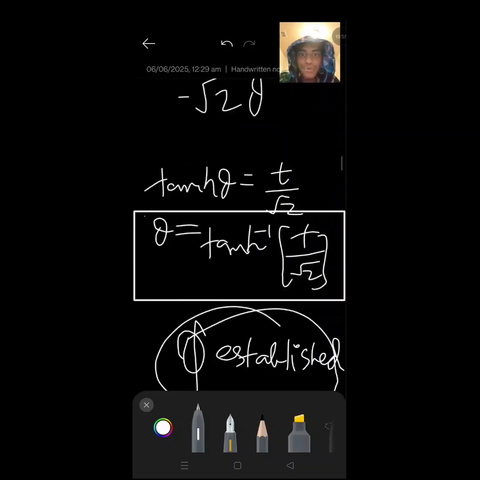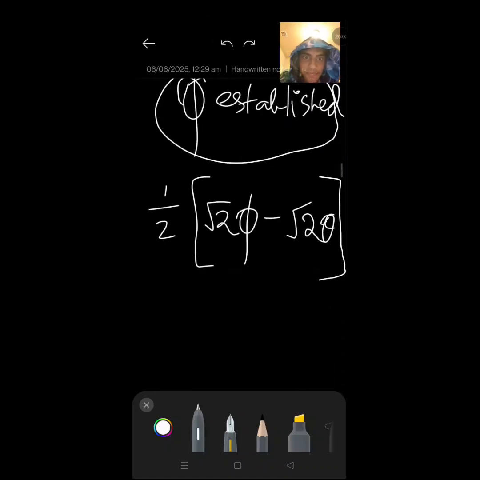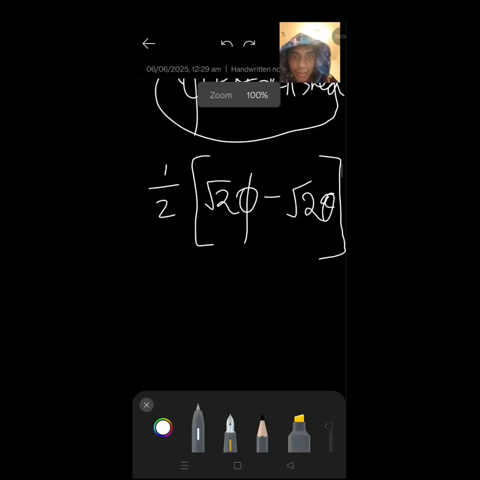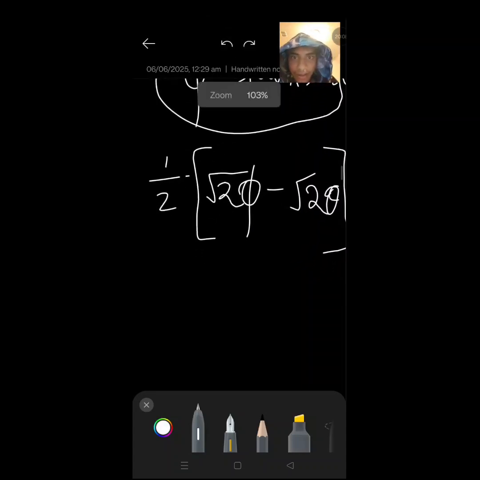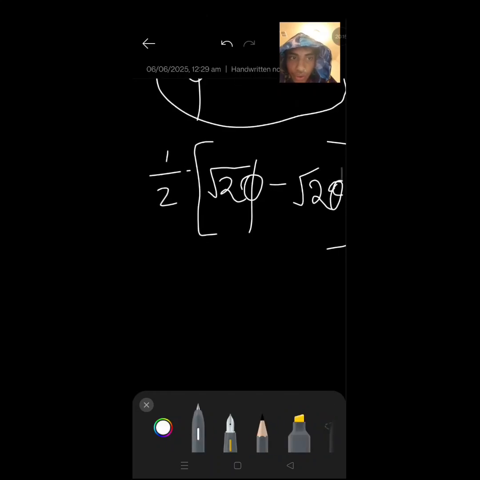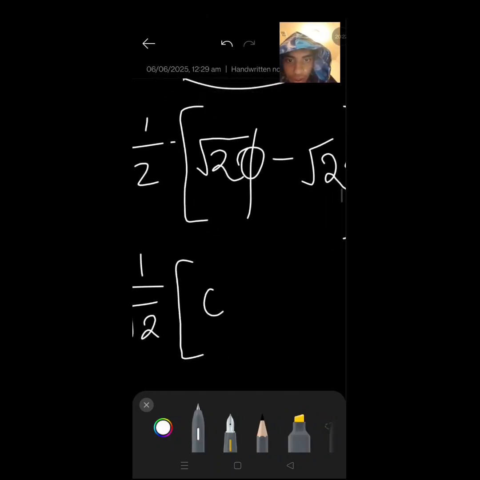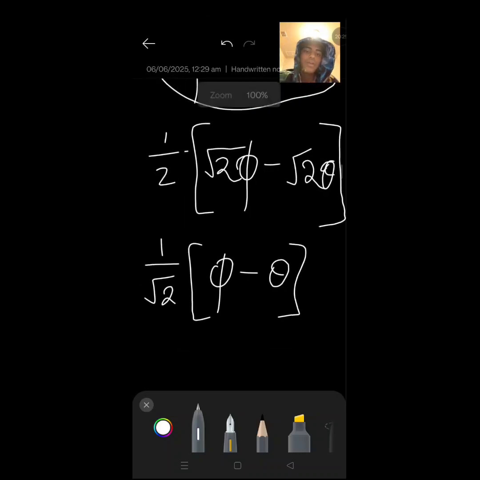I already showed you what theta is, by the way, which is hyperbolic tangent inverse of t over root 2. I already showed you this, right? So this thing is done. This thing is already dealt with. Oh, root 2 though is common. Can't we factorize that out? Root 2 over 2 it will become, which is again 1 over root 2, because root 2 goes into 2 root 2 times. So 1 over root 2 it becomes phi minus theta. All right.